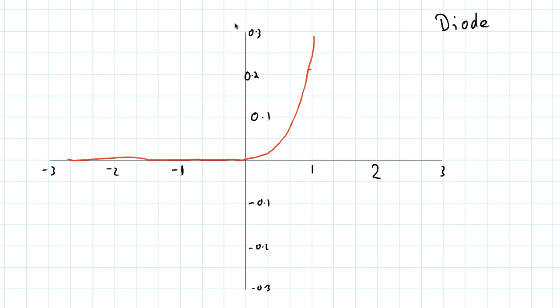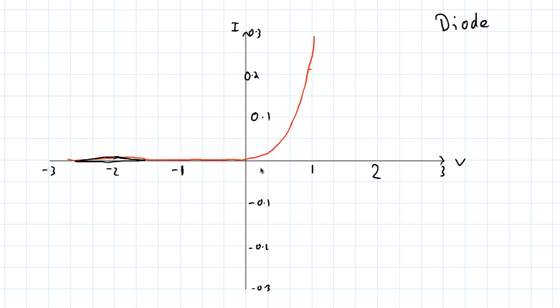Let me just label the axes again: current and voltage. The negative voltage means the current is going to be going the opposite way. But you see that the current is 0. There's this little dip here which shouldn't be there. It's just my drawing. It's basically flat. Your current is completely 0, just because no current is allowed through in the opposite direction.